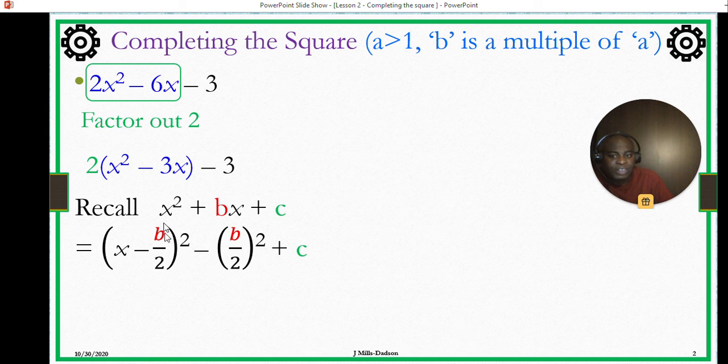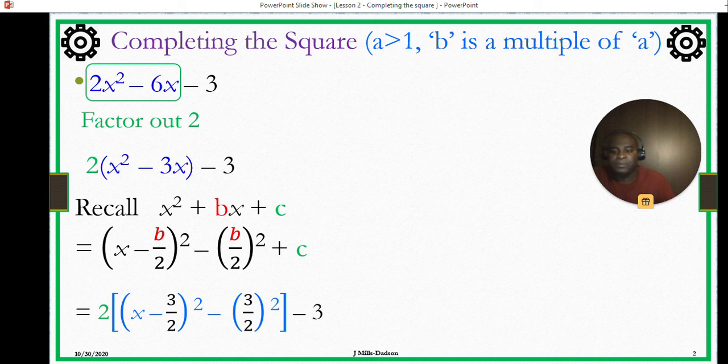3 divided by 2 becomes a fraction. So we're going to replace this by 3 divided by 2, this by 3 divided by 2, and we have our minus 3. But we do that making sure that this 2 is outside the bigger bracket. How do we do that? Everything in this blue bracket represents from this end all the way to that end. So we should have the 2 outside the bigger bracket.